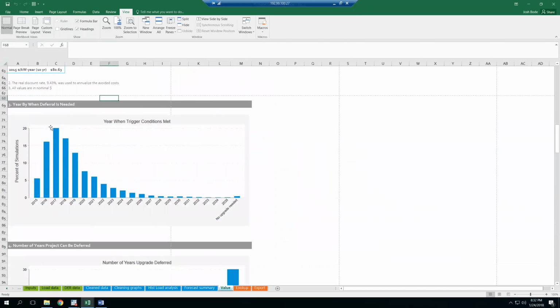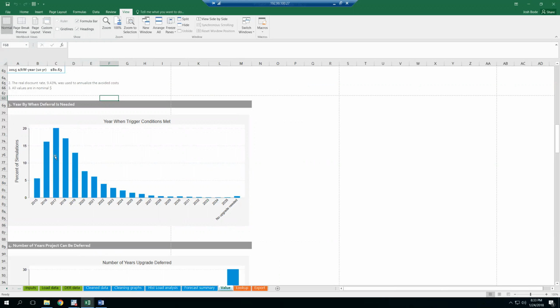The third chart here is the year by when the deferral is needed. And again, you don't necessarily know what the growth will be from year to year, and you don't necessarily know what the weather will be from year to year. So when you factor the uncertainty into the analysis, you can end up in situations where you can say, well, there's a X% chance that I need it by 2017 or 3 years out, and there's a X% chance that I need it 4 years out. So what this chart is kind of showing is the likelihood, or the percent of the runs, where you would have triggered the need for upgrade in each of the various years.